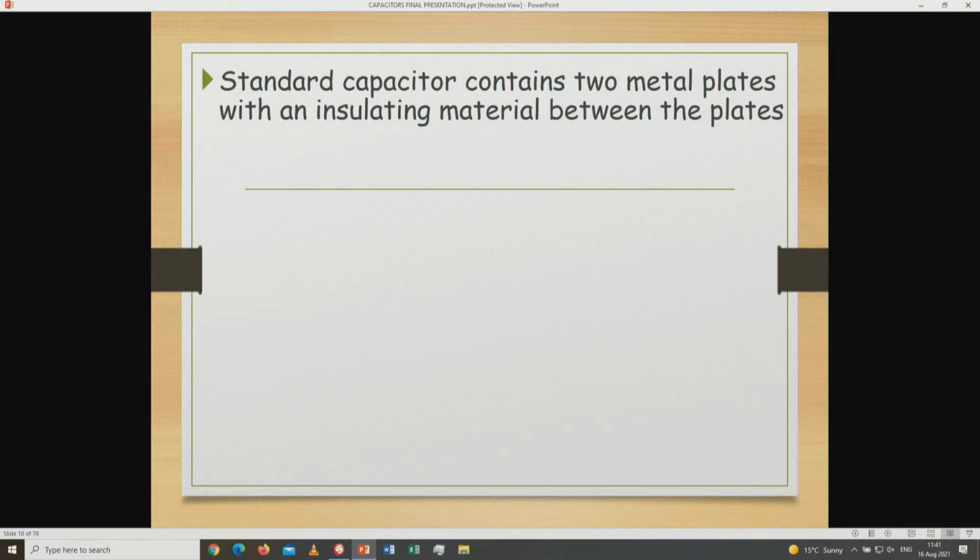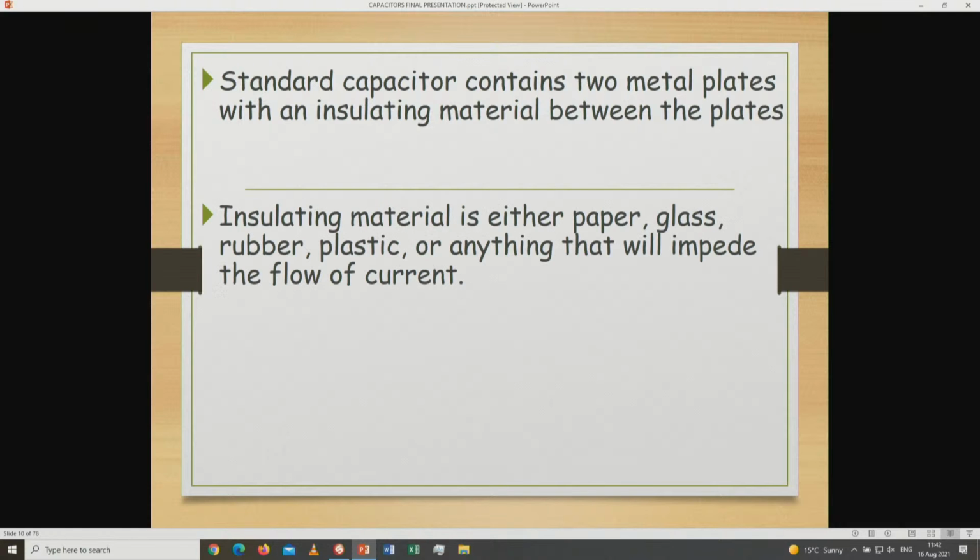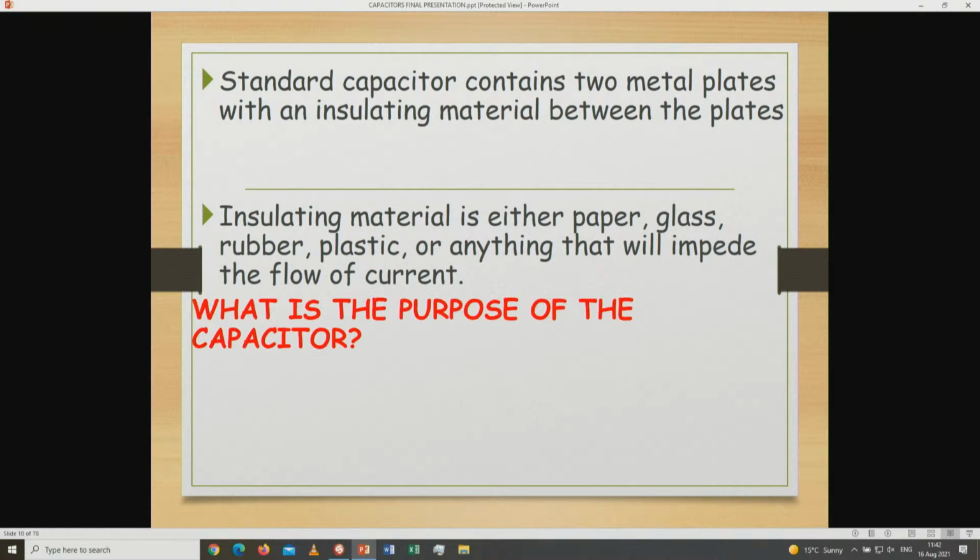Now, a standard capacitor contains two metal plates with an insulating material in between the plates. That insulating material is what we call a dielectric. It is made out of paper, glass, rubber, plastic, or anything that will impede the flow of current. Remember, I indicated that a dielectric does not conduct electricity readily. That is why it's an insulator, because it insulates.